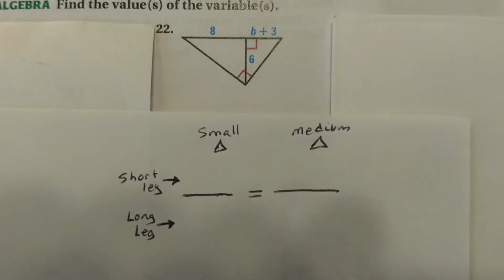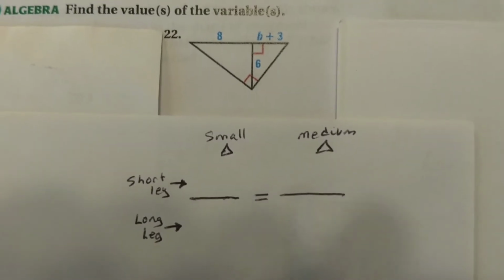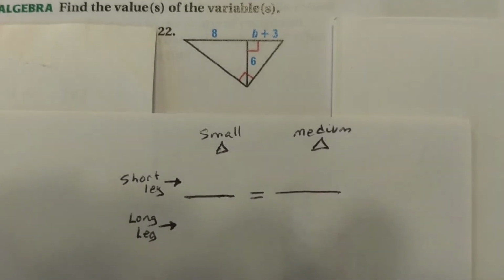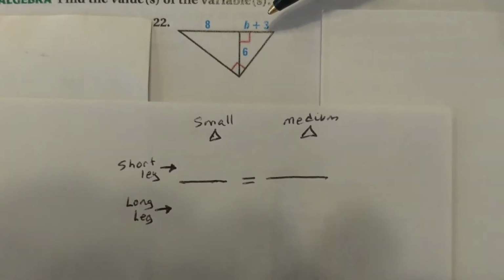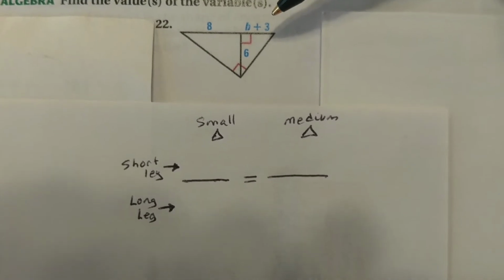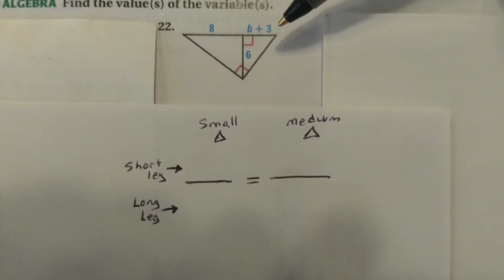Not much different than the other ones, except it involves just slightly more algebra because of the way the side length is labeled, and that's going to be this one, b plus 3. But other than that, everything else is pretty much done the same.